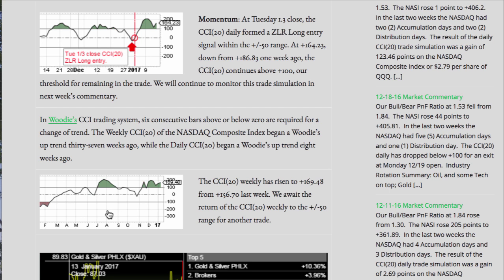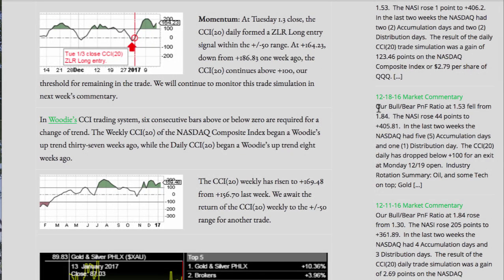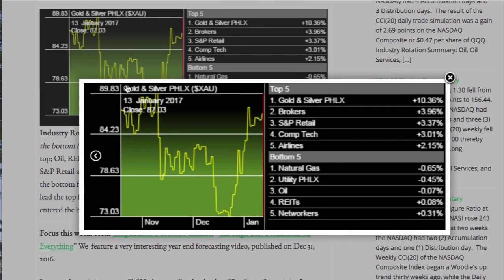The CCI 20 weekly has risen to a positive 169.48 from a positive 156.70 last week. We await the return of the CCI 20 weekly to the plus or minus 50 range for another trade. Industry rotation the last 2 weeks.